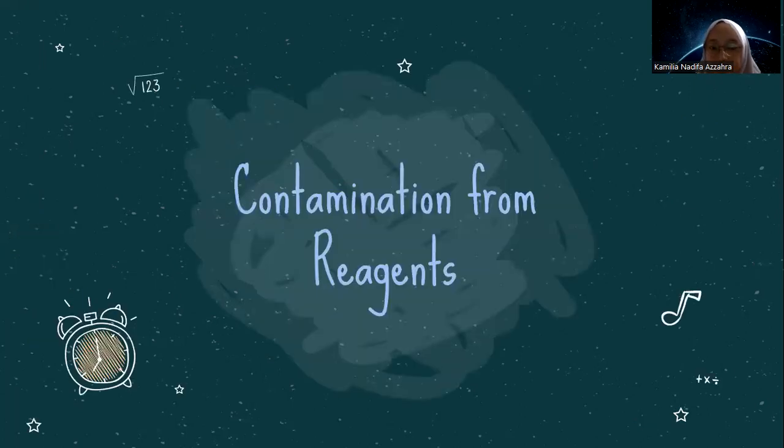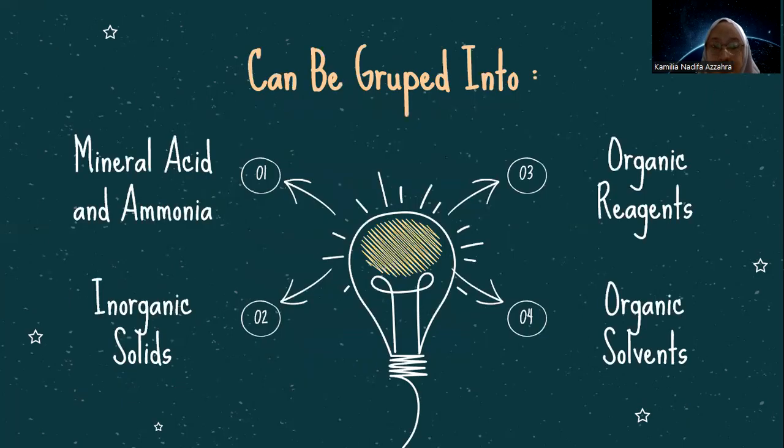Number five, contamination from reagents. Contamination from reagents can be grouped into 1. Mineral acids and ammonia, 2. Inorganic solids, 3. Organic reagents, and 4. Organic solvents.